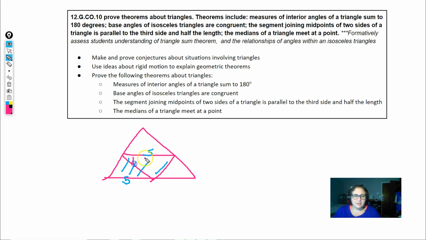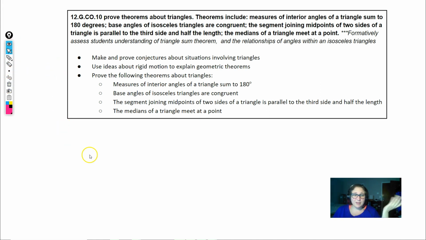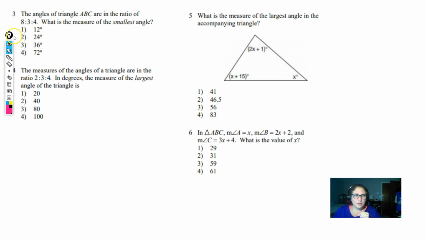And because of this hidden parallelogram, this piece has to be 5. So it's really just going back and forth and seeing where are the hidden parallelograms, what do I have that's parallel, and what are the numbers. And that's pretty much it. Oh, and then the two medians of a triangle meet at a point. You're not going to have to see a whole lot about that.